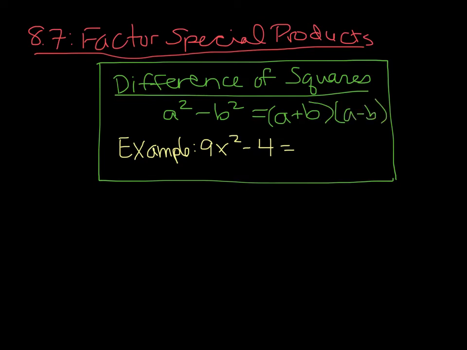So in the example I have below, I have 9x squared minus 4. 9x squared, remember, is the same thing as 3x times 3x. 9x squared is a perfect square. 4 is a perfect square. It's the same thing as 2 times 2. So the way that I'm going to write my answer out is as 3x plus 2 times 3x minus 2.